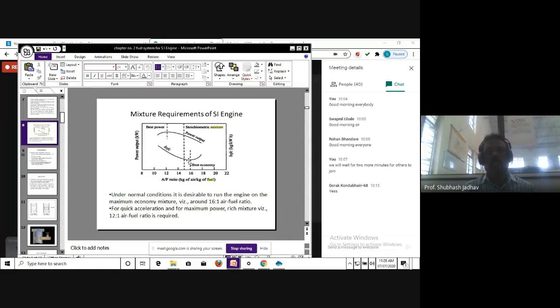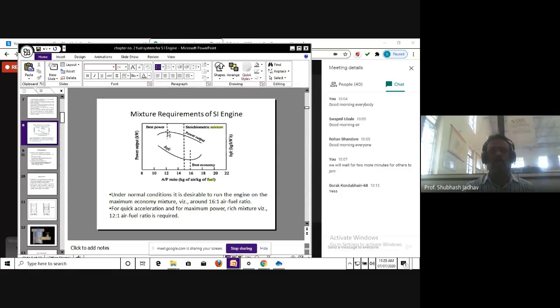So this is a consumption line, fuel consumption line. So here if a mixture is having an air fuel ratio of 10, 12, then the consumption is more. Similarly, if mixture becomes 18:1, then also the consumption is more. So the consumption is minimum for 16:1.